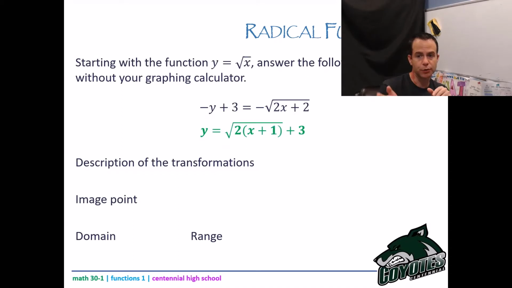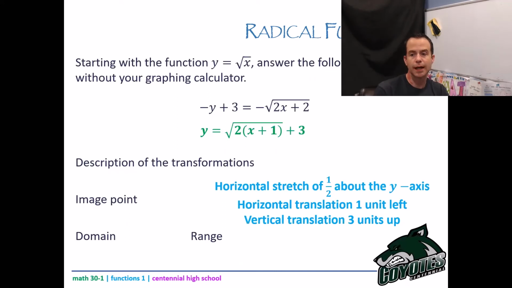There'd be 1, 2, 3 statements you want to make. Pause me and write them down yourself. So your description of transformations would be a horizontal stretch of 1/2 about the y-axis. You've got a horizontal translation 1 left because of the x plus 1, and then you've got a vertical translation 3 up. So the image point would be x, y maps to 1/2 x minus 1, y plus 3.